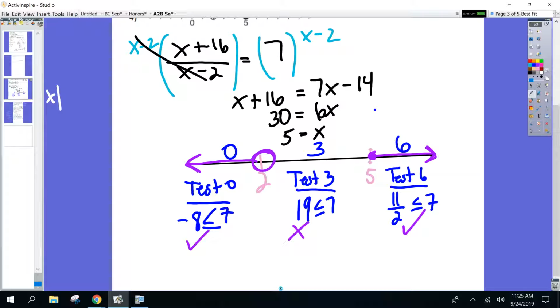x is less than 2. Should I put the or equal to? Nope. And then what am I putting in between here? Or, explain to me the right side. Greater than or equal to 5. So that's how I would write that solution. Okay.